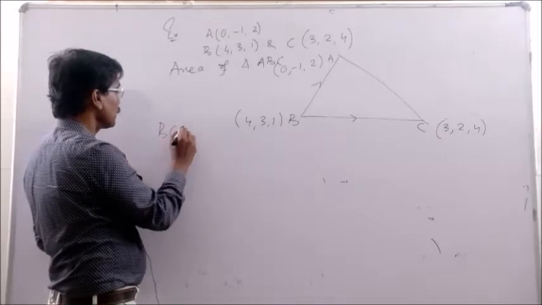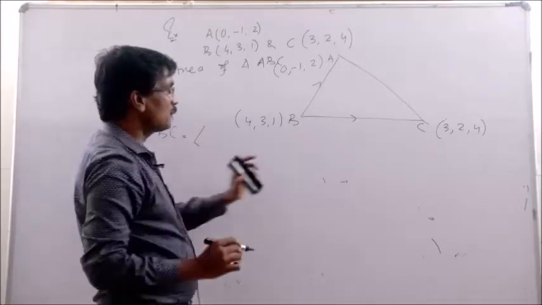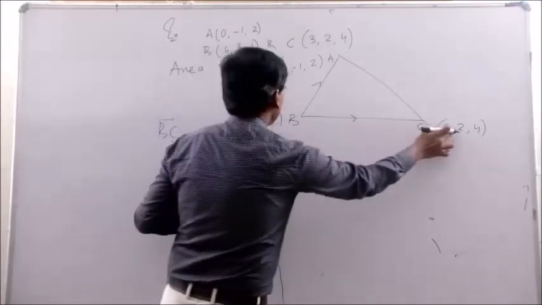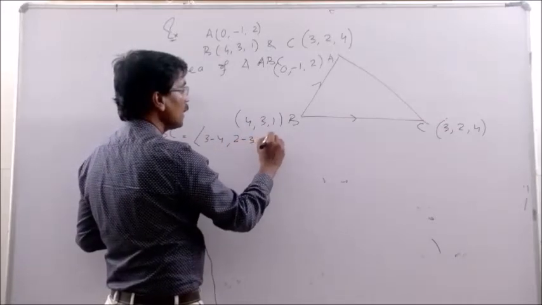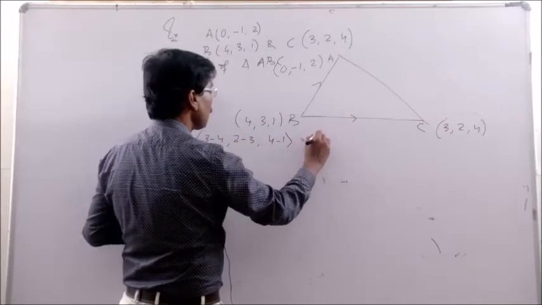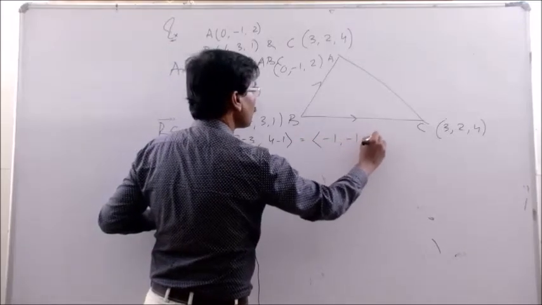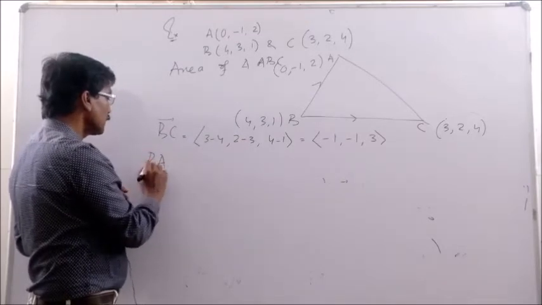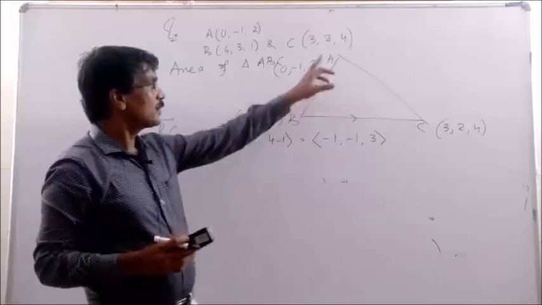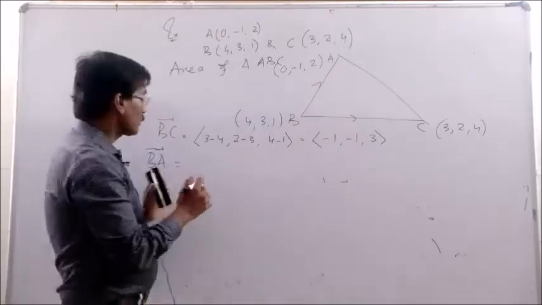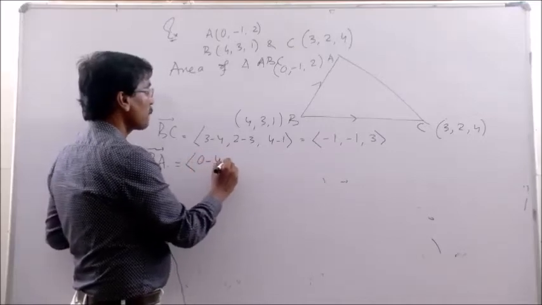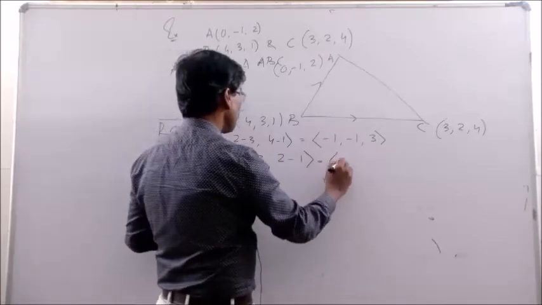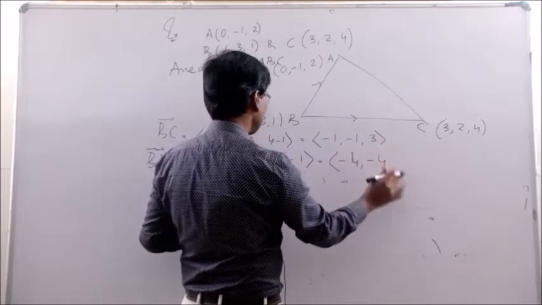BC vector is equal to, component wise, 3 minus 4, 2 minus 3 and 4 minus 1. So that is equal to (-1, -1, 3). Similarly, BA vector is equal to position vector of A minus position vector of B. So that is equal to 0 minus 4, -1 minus 3, 2 minus 1. So that is equal to (-4, -4, 1).